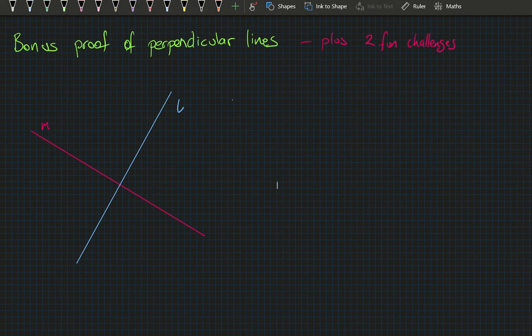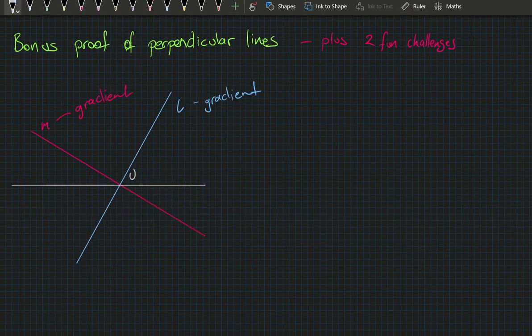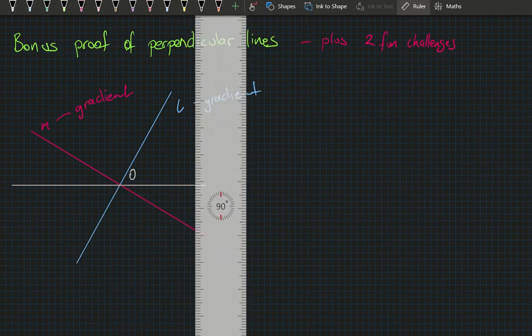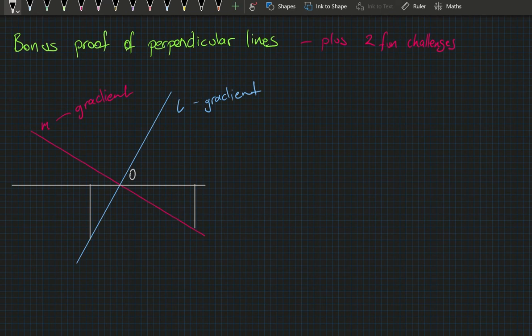Here we have two perpendicular lines, and the pink line has a gradient of m, and the blue line has a gradient of L. So I'll draw a horizontal line that runs through the origin and then draw two vertical lines, and I'll be able to use these lines to describe the gradient in a much more tangible way. So first I'll need to name these points A, B, C, and D.